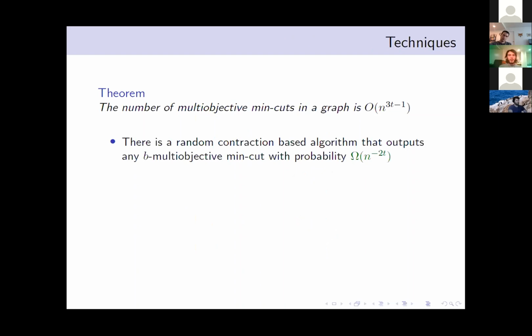I want to very briefly talk about our techniques. So we give a random contraction algorithm for the B multi-objective min-cut problem, where we're given a budget, with a success probability of 1 over n to the 2t.